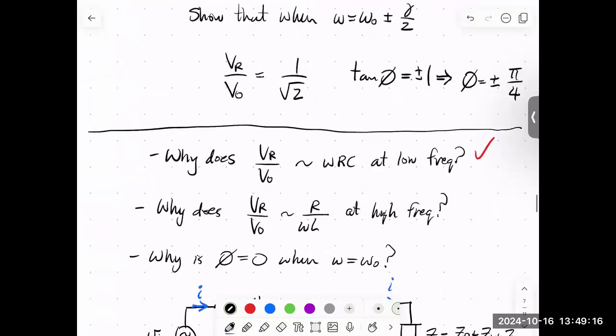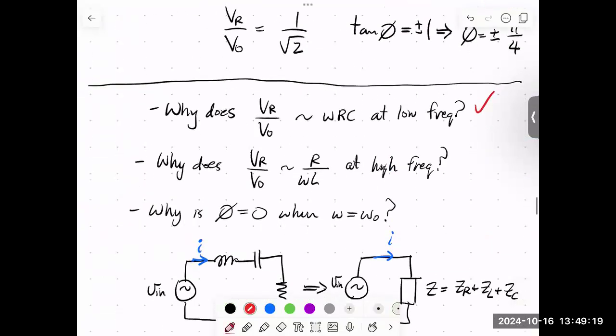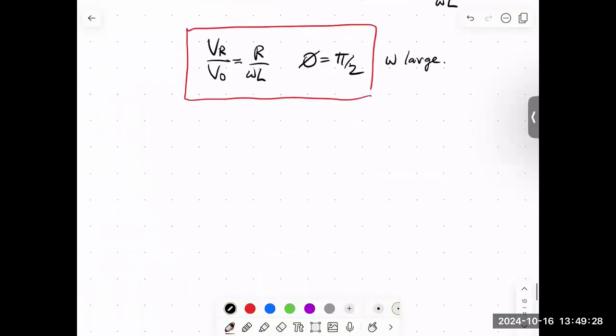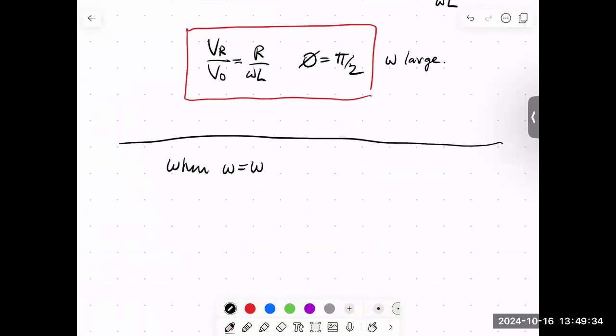All right, 1 minute. Maybe we can answer the last question in 1 minute. Why is the phase equal to 0 when omega equals omega naught? Okay, so when omega equals omega naught, well, what did we say? We said that we wanted j omega L minus 1 over omega C to be equal to 0 when the frequency was equal to omega naught. This was our resonance condition.